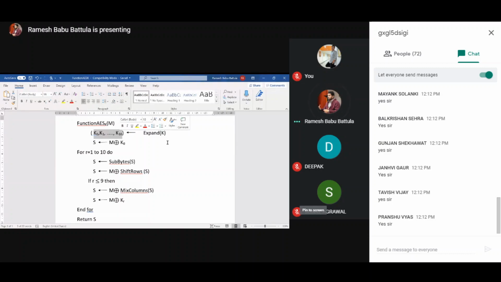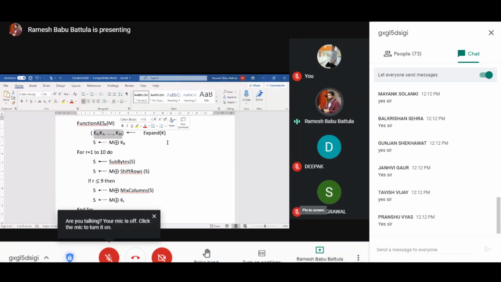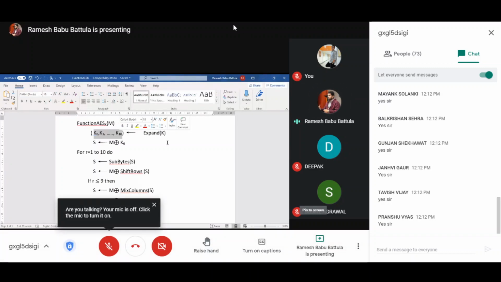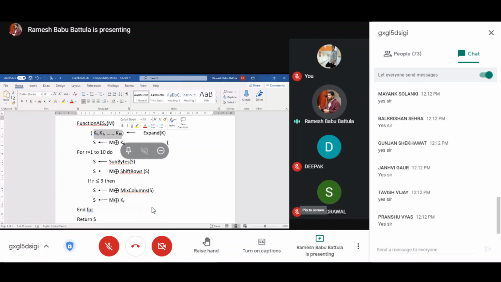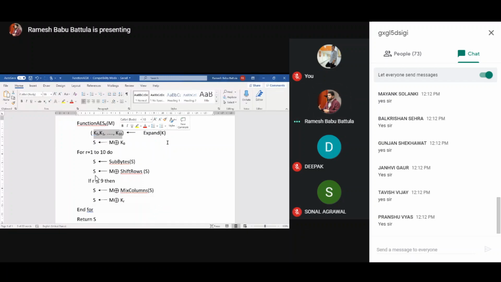Then I told you we have three variants based on the key size. What are the key sizes? 128, 192 and 256. These are the three variants. We are talking about only the 128-bit key. So the 128-bit key has 10 rounds. All 10 rounds contain 4 subfunctions.